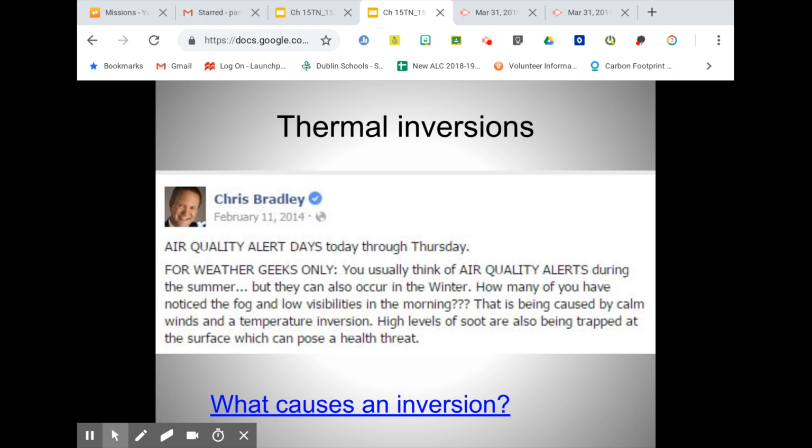Air quality alerts don't always happen in the summer. Fog and low visibility in the mornings are also caused by a temperature inversion. So keep in mind that whenever you see fog and some of those low visibility mornings, very well this could be caused by a temperature inversion that has happened in the area.